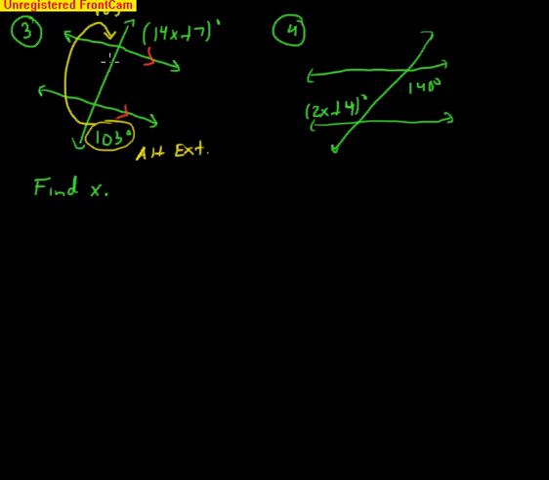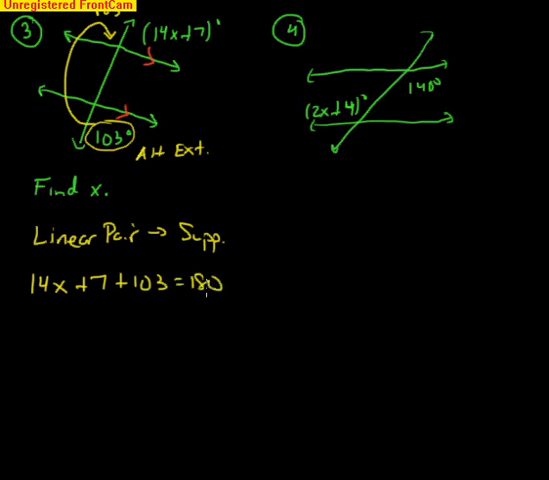103 degrees. So now look at these 2 angles next to each other. 103 degrees is here, 14x plus 7 is there. They are a linear pair. So now we've created a linear pair. Linear pairs are supplementary. So we used the fact that 103 and this angle are alternate exterior and moved it. And now we're using the fact that they're a linear pair. So 14x plus 7 plus 103 should equal 180.